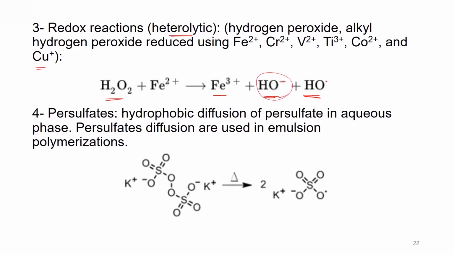and I have here OH, which carries a radical. So the fourth method in the formation of radicals is through persulfates. We will use the persulfate. Dissolving the persulfate in water will allow it to form ions, and from these ions it will form a radical that can be used in emulsion polymerization.